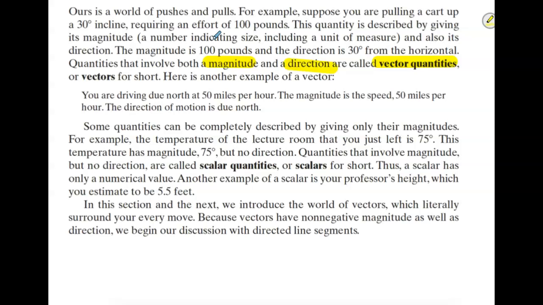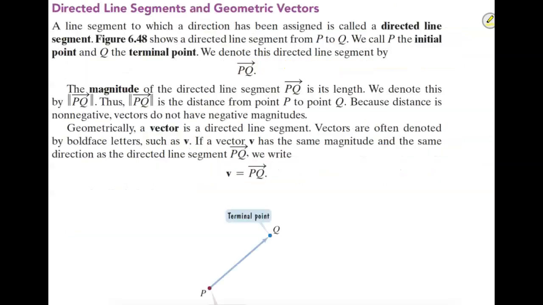You're driving due north at 50 miles per hour. The magnitude is the speed, 50 miles per hour, and the direction is the motion in which you go, which is due north. Some quantities can be completely described by giving only their magnitudes. For example, temperature of a lecture room that is just left of 75 degrees. So what we're going to be doing is we're going to work on the next slide where we identify what is a vector.